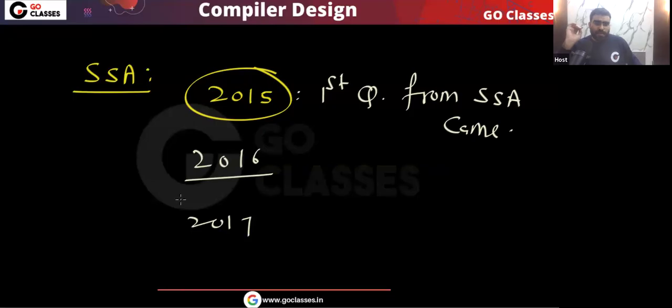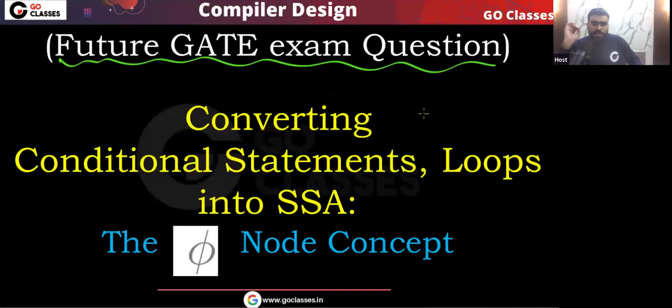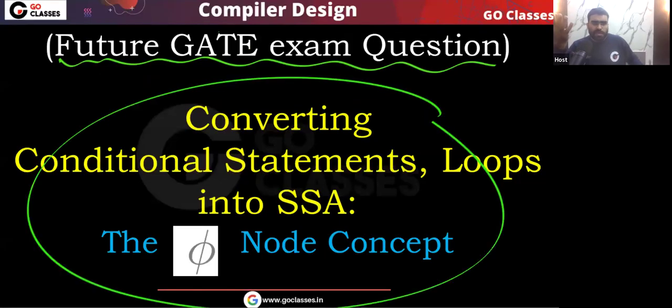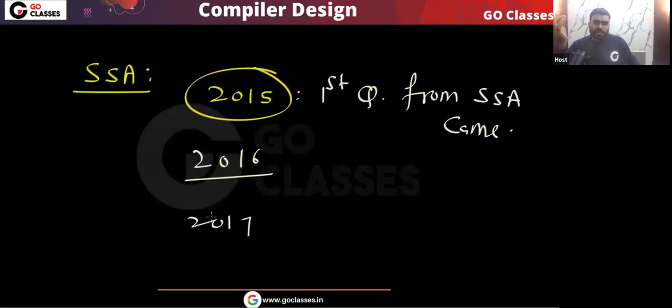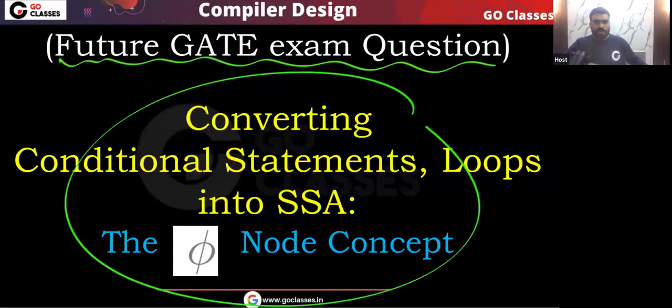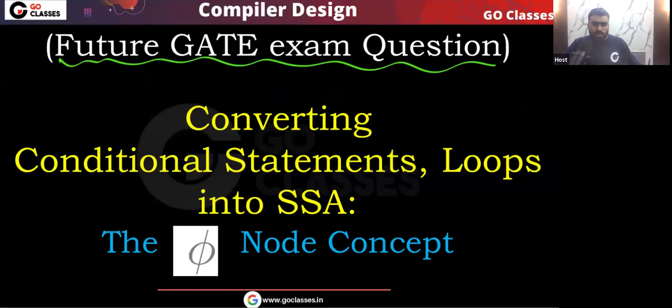Now let me tell you what will happen. This concept that we will study now is a very simple concept, the concept of the Phi node. It is a very standard concept, and in a future exam a question will come from it, maybe after some time. So remember, a future GATE question will come from this concept. Basically, this is converting conditional statements and loops into SSA.